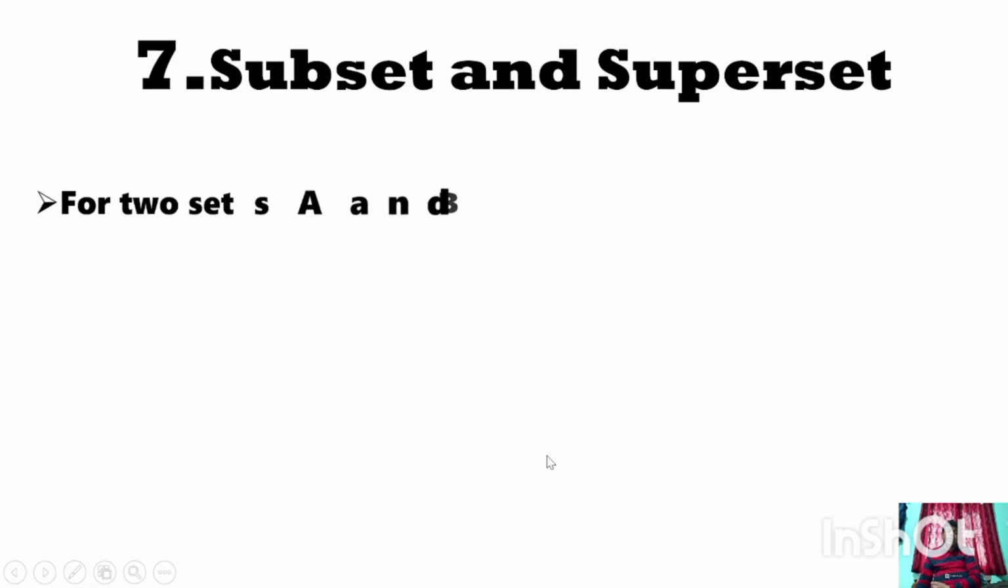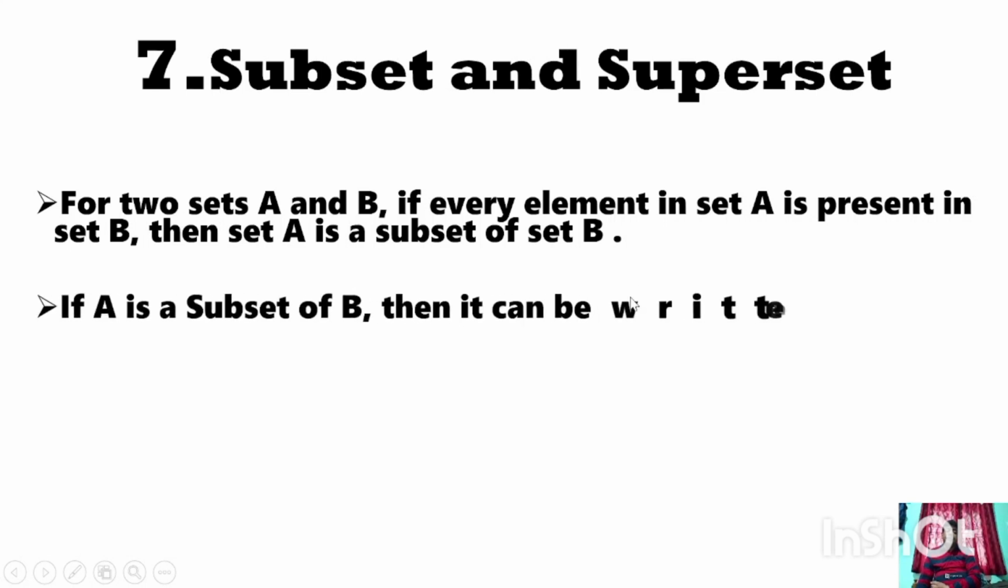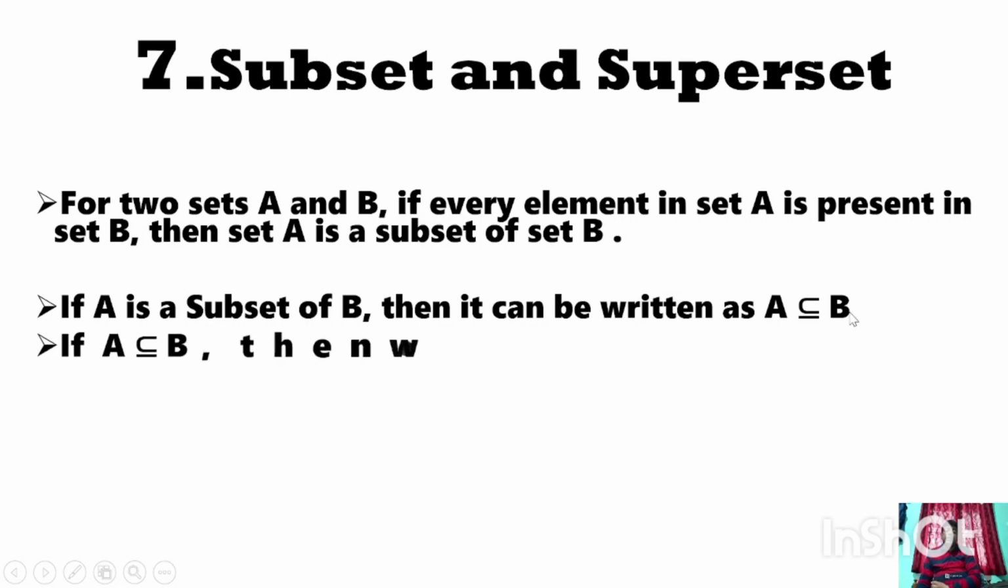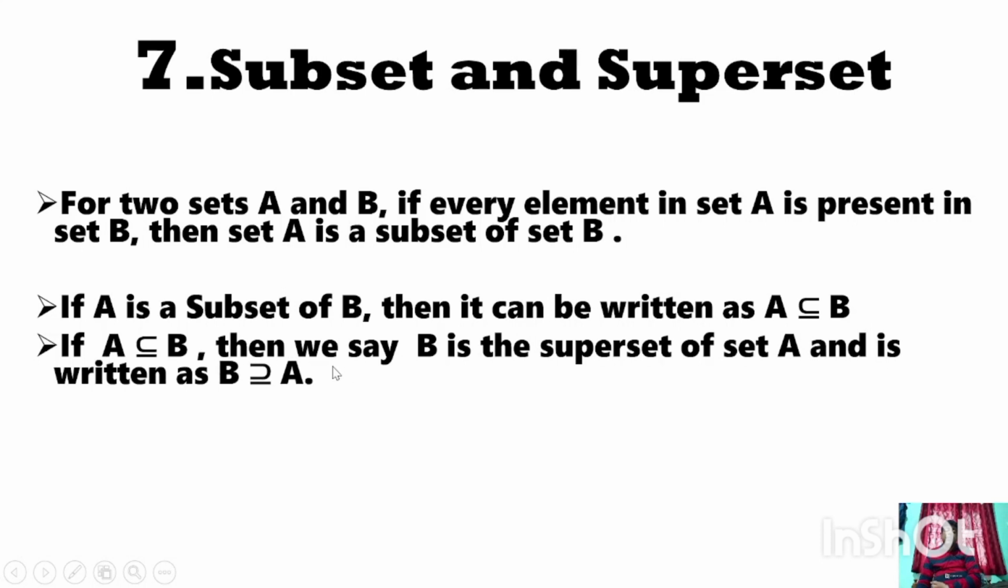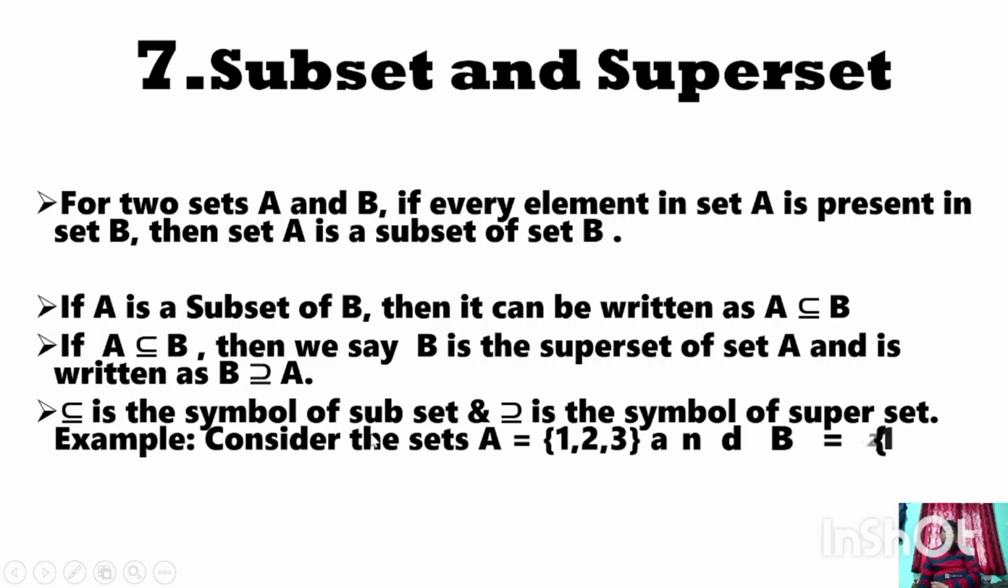Subset and superset. A very important concept in set theory. It has been explained so vividly. Look here: for two sets A and B, if every element of set A is present in the set B, then the set A is a subset of set B. It can be written as A ⊆ B. If A is a subset of B, then we say B is a superset of A, and it is written as B ⊇ A. This is the symbol of subset, and this is the symbol for superset.